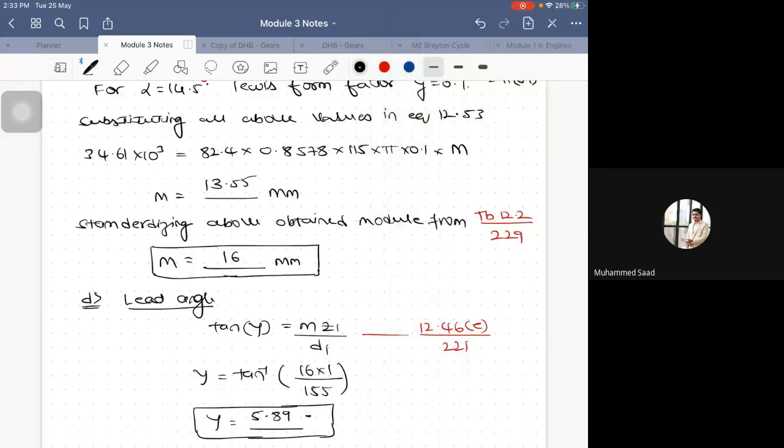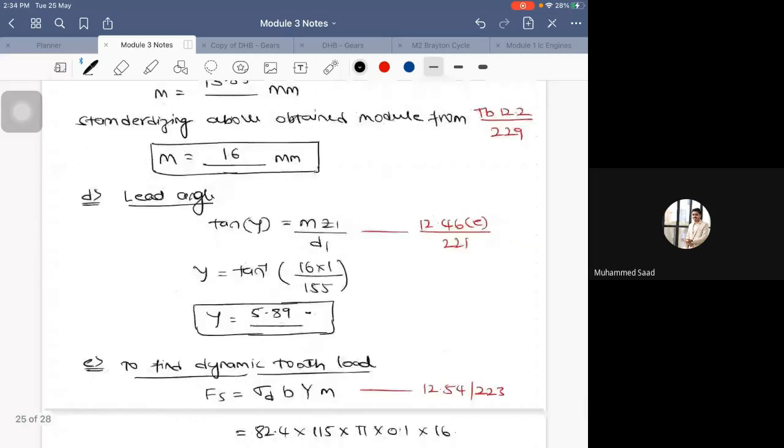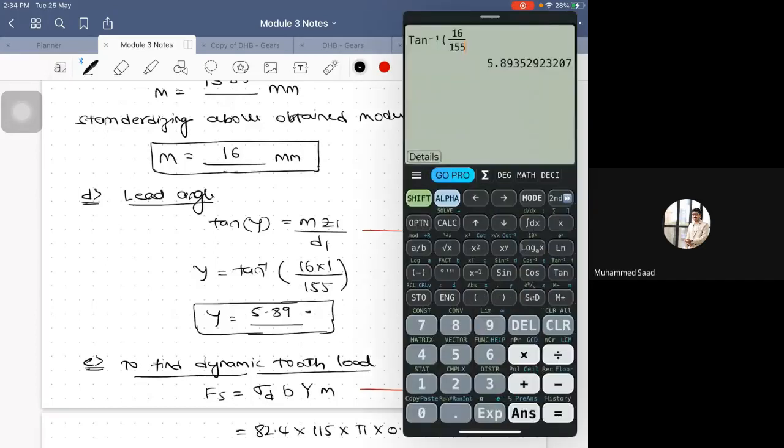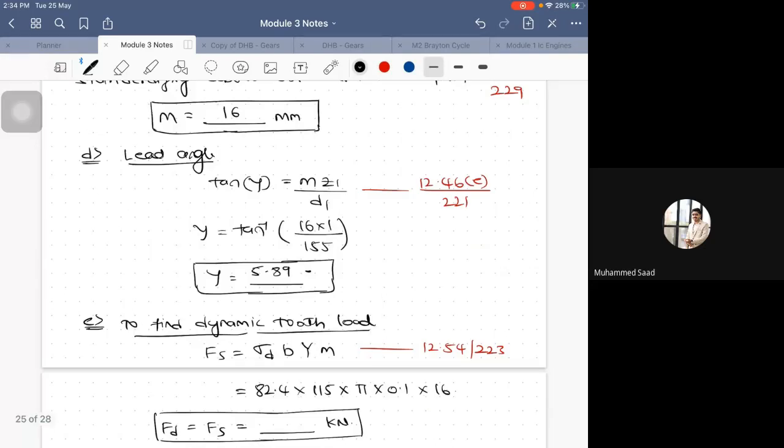Once you have calculated the lead angle, next you go with the dynamic tooth load using expression 12.54. Substitute all the values. You know all the values there. Nothing is to be calculated freshly. So 82.4 into 115 into pi into 0.1 into 16. So 47.63 kilonewtons it is. Just check. Keep checking my values. If it is wrong, please let me know.